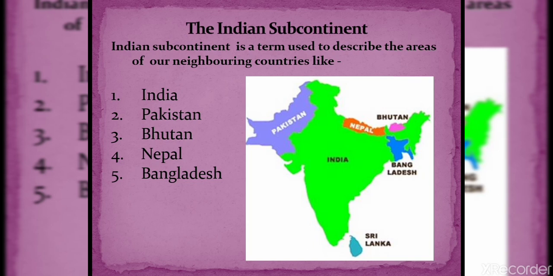Just now, in the previous topic, the impact of geography on Indian history, we discussed the Indian subcontinent. Children, what is the Indian subcontinent? First of all, see this map. It is showing India and its neighboring countries like Pakistan, Bhutan, Nepal, Bangladesh, etc. So, we come to know that India and its neighboring countries are collectively known as the Indian subcontinent.